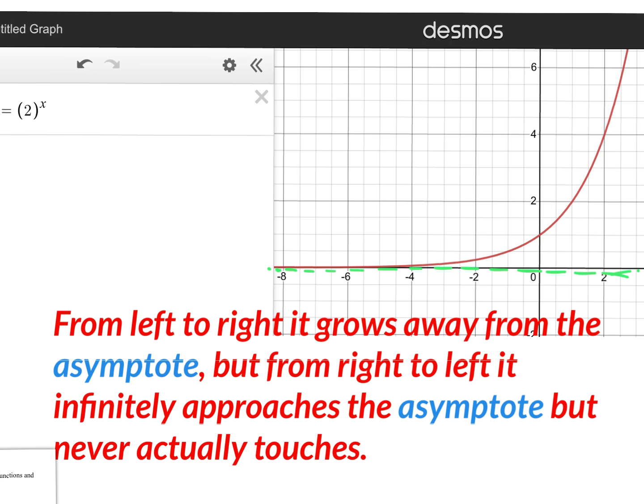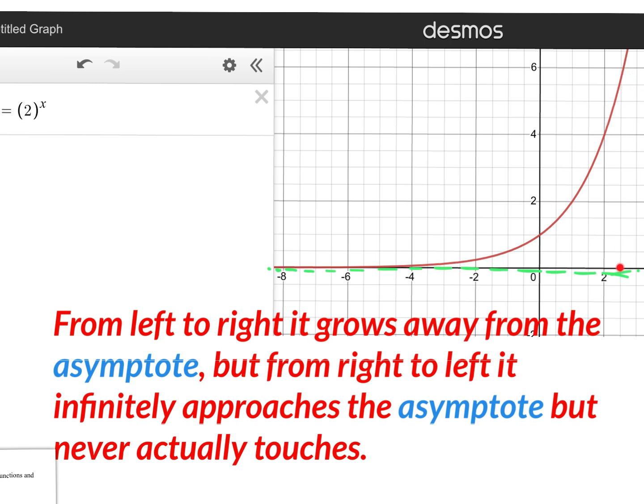What do I mean by it grows away from the asymptote? If you look at that distance from here to there, and from left to right, look at that distance, look at that distance, it keeps growing away from the asymptote. So from left to right, it's a growth function. So visually, you could tell if it's a growth or a decay function by looking at the graph, the way you read a sentence from left to right. And it is growing away from your asymptote.